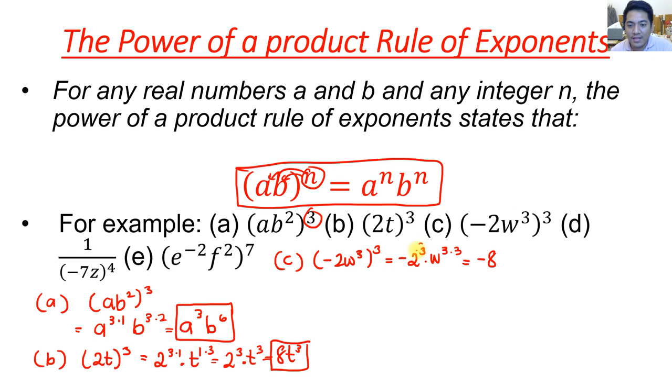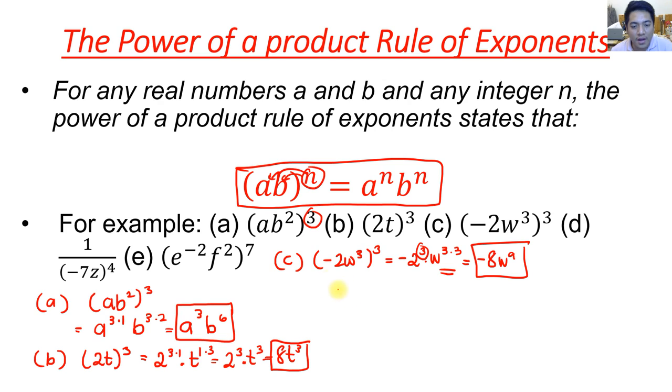So if we have a negative base raised to an odd exponent, the result will always be negative. And if it is even, let's say negative 2 raised to 4, the result will always be positive. So we have w, 3 times 3, that would be raised to 9.